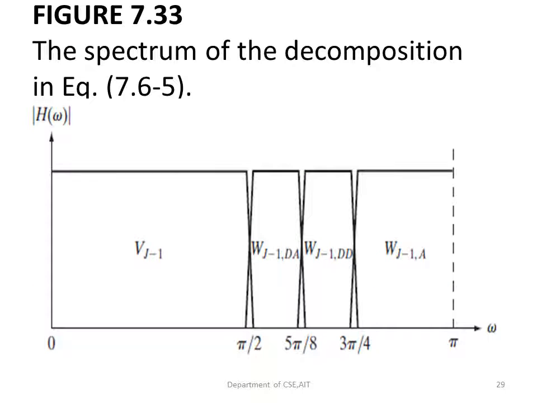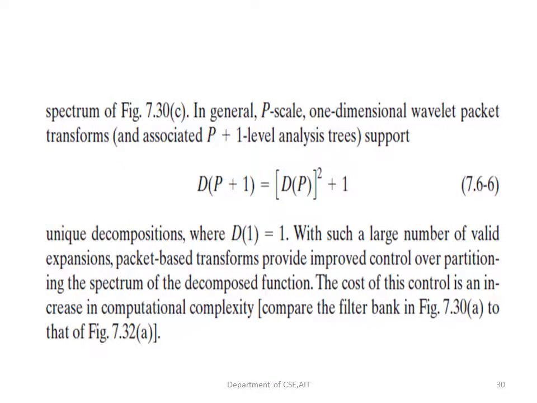This is the spectrum of the decomposition of V of j. This V of j can be written in terms of V of j minus 1, W of j minus 1, with respect to the parent and the present node. The 3-scale fast wavelet transform spectrum is shown in figure C.